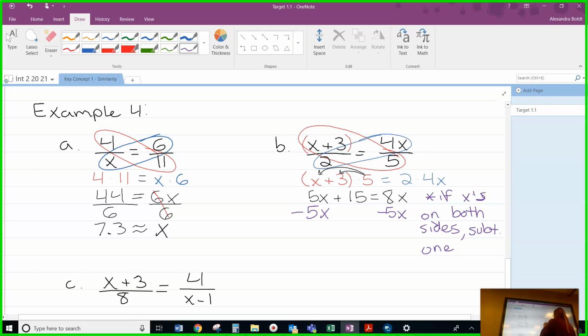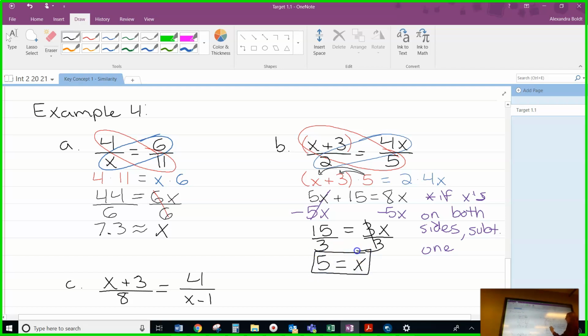Okay. And those cancel. So now I'm left with just the 15, and 8x minus 5x is simply 3x. Okay? And now I can just continue by saying, okay, I'll divide by 3, divide by 3. My 3's cancel. 15 divided by 3 is 5. I can use the equal sign here for x because I didn't round that. 15 divided by 3 divides nice and evenly.